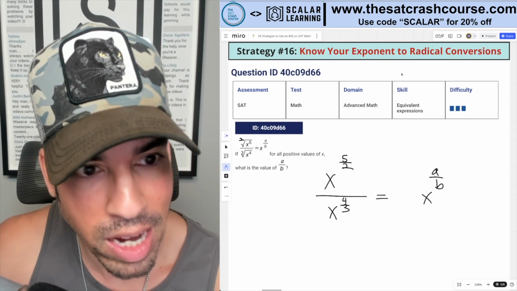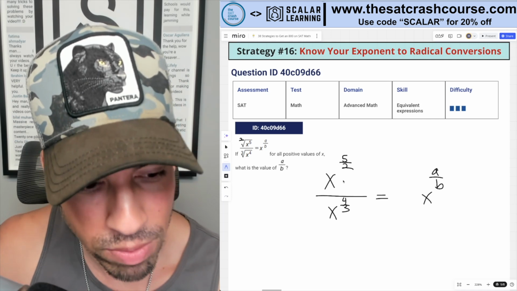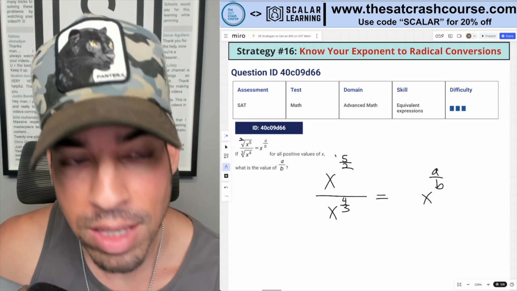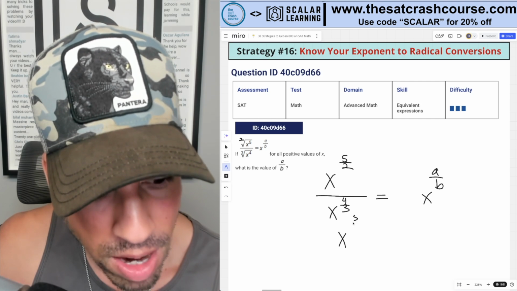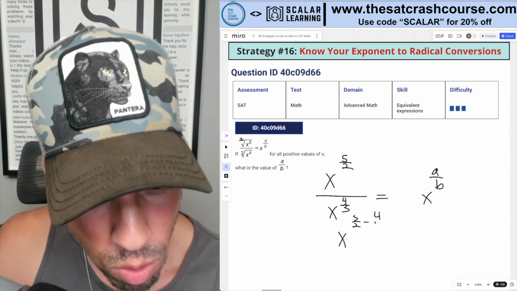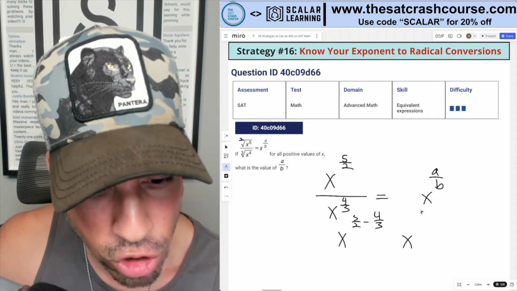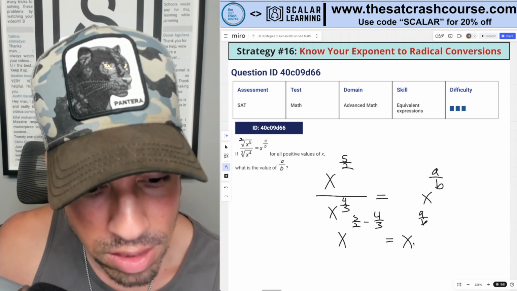Now again, knowing my exponent rules, right? We know that when we've got a quotient, we subtract the exponent. So I know that now I can consolidate these two and say it's x to the 5 over 2 minus 4 over 3. And this is going to straight away equal x to the a over b.